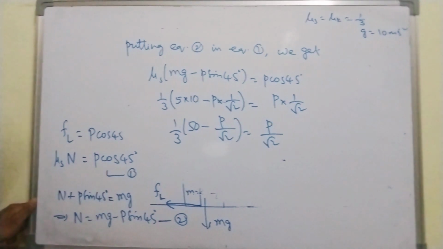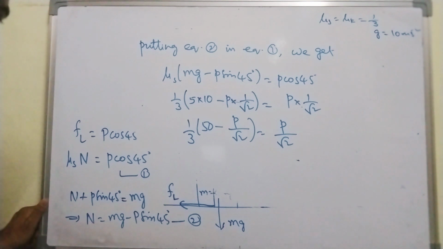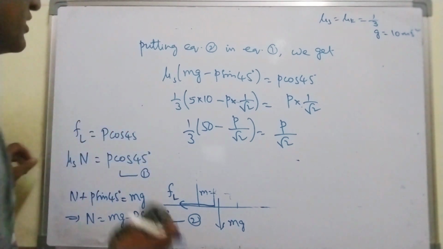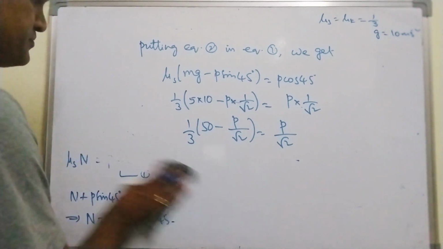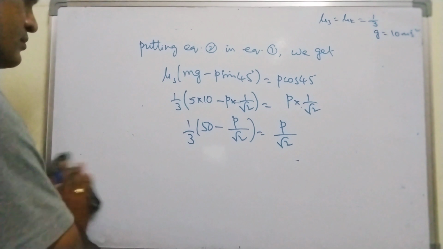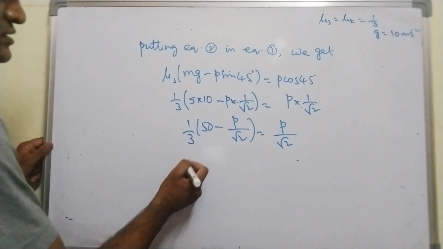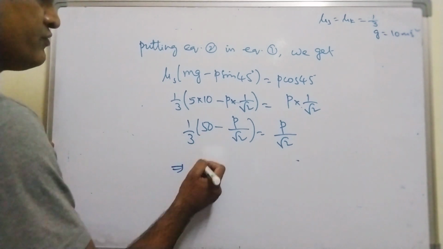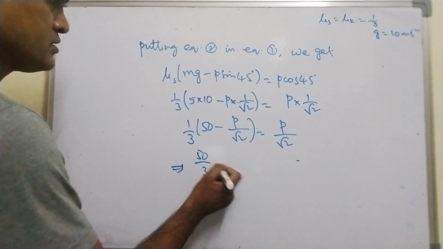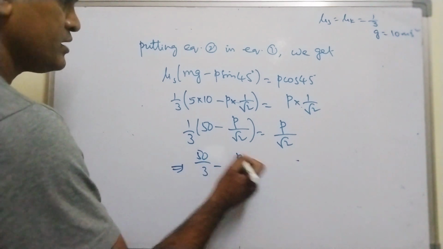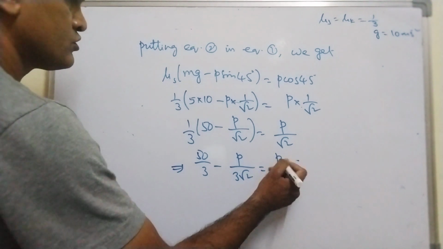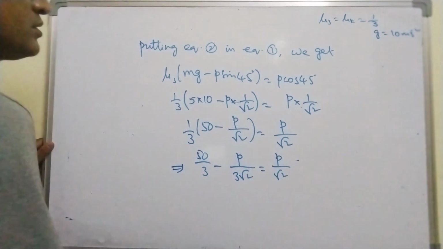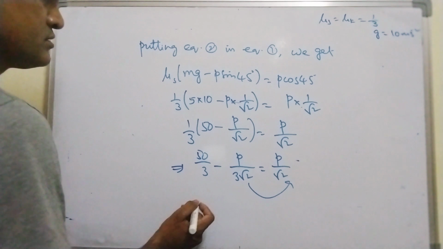Where is mu? Mu I have already taken as 1 by 3, right? Fine. Right, now I will do one thing. I will split this 50 by 3 minus p by 3 root 2. 3 into root 2 is 3 root 2, is equal to p by root 2. Take this towards the right side.